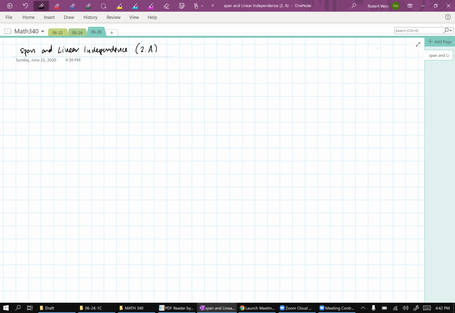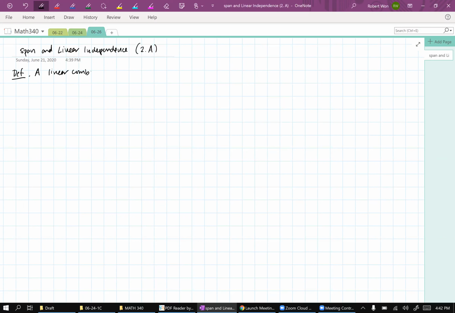Okay, so let me just remind you of some definitions. First definition is the definition of a linear combination. A linear combination is just a way to take vectors and to produce a new vector, by combining them linearly, which means scalar multiplying and adding. And so here's the definition.